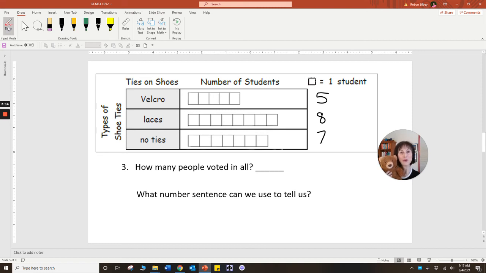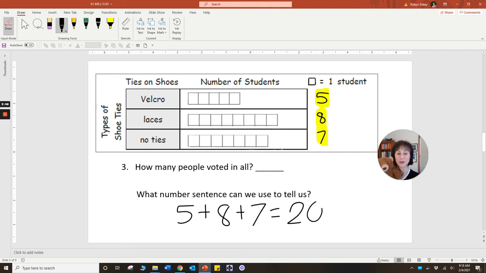How many people voted in all? That's how many people voted for Velcro, laces, or no ties. Please write the number sentence that goes with this and press play when you're ready to check. Welcome back. I hope you wrote 5 plus 8 plus 7, and altogether that made 20. So that means that 20 people voted in all.